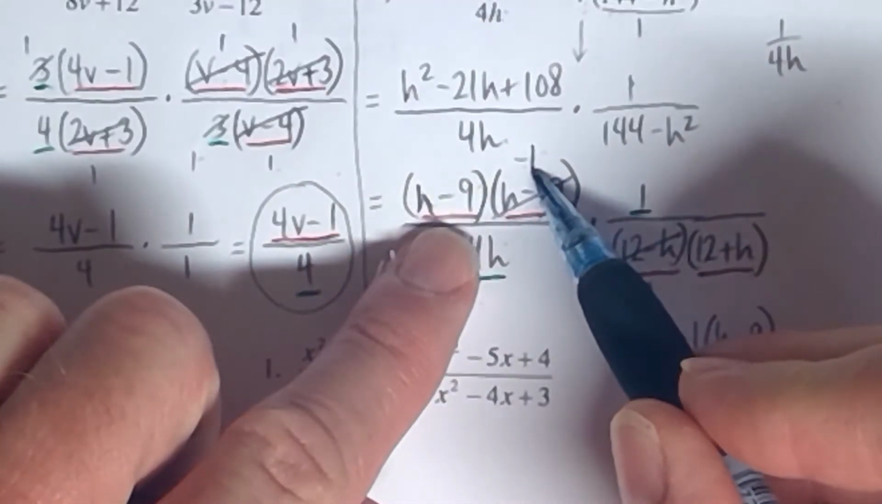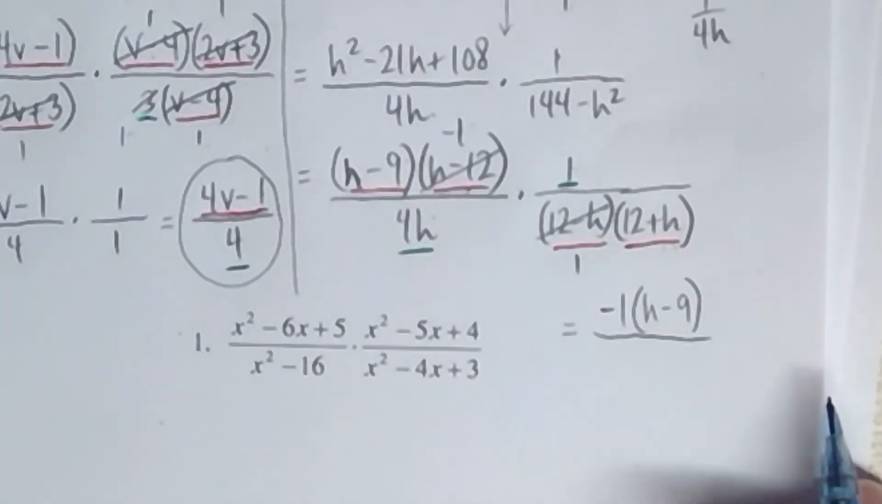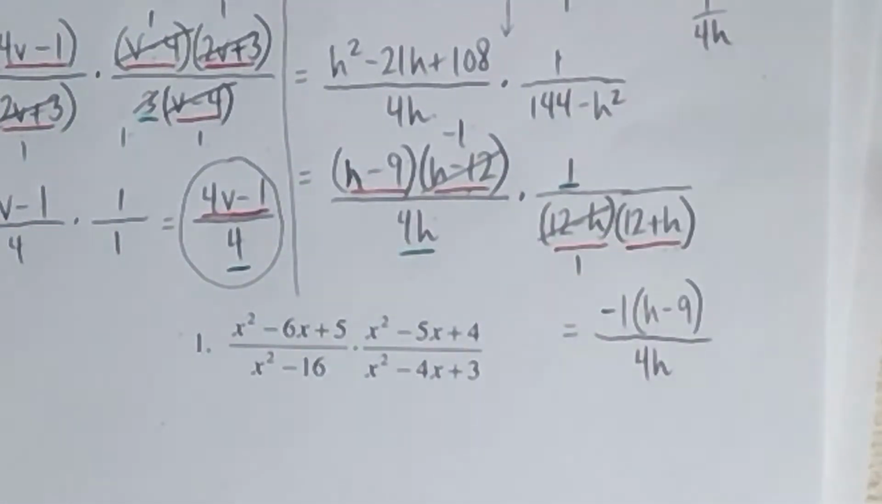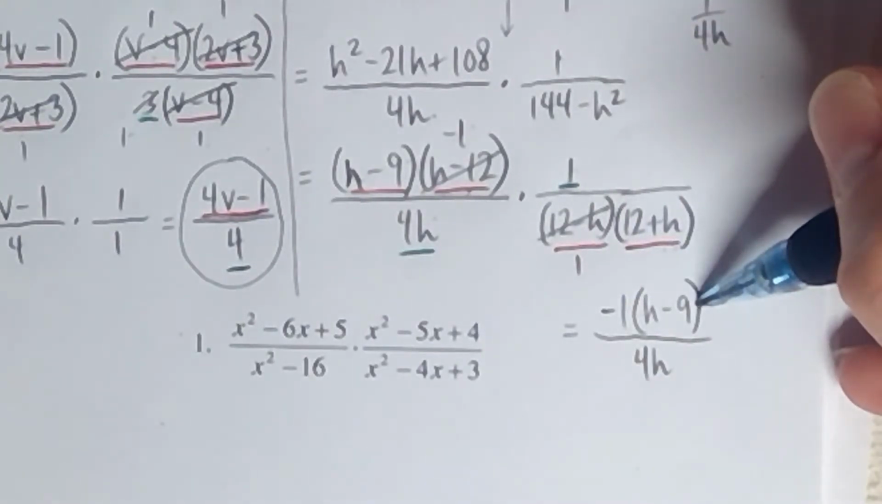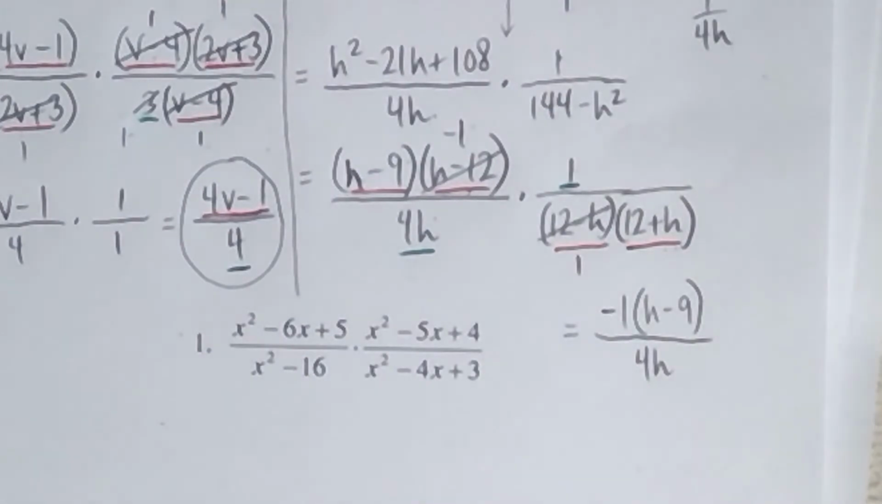Because these two things are being multiplied together, the negative 1 and the h minus 9, it's okay to put the negative 1 in front then. Okay. You might be wondering, should we distribute that out? You can, as long as you're sure you've canceled everything already, you could do that.